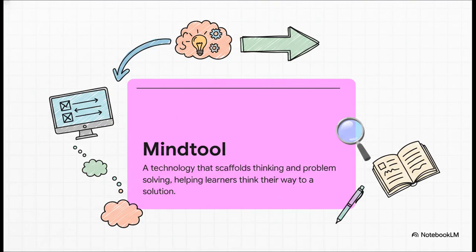And we can take that powerful tool idea and kick it up a notch with the concept of a mind tool. This is where a tool doesn't just help you do something, it helps you think through it. A word processor isn't just a fancy typewriter, right? It's a mind tool that supports the entire messy, wonderful process of drafting, revising, and organizing our thoughts. It's scaffolding the very process of thinking and creating. And that is the absolute heart of language learning.